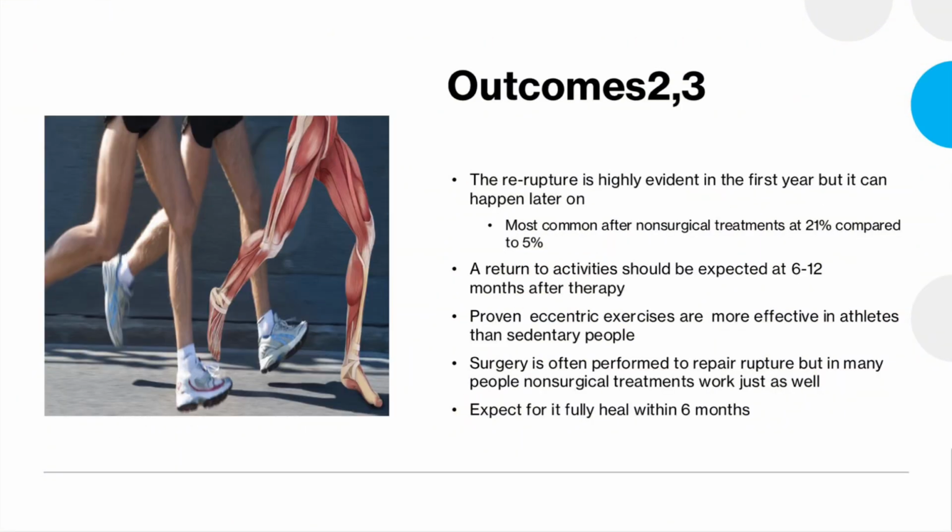Okay, so our outcomes. The likelihood of a re-rupture is highest within the first year, particularly with non-surgical treatments. For people who don't go the surgery route, it's a 21% chance, but for people who go the surgery route, it's only 5%. And patients can usually expect a return to full activities within 6 months, and research shows that eccentric exercises are especially beneficial for athletes' recovery, more for athletes than for people who aren't athletes that had an Achilles tendon rupture.